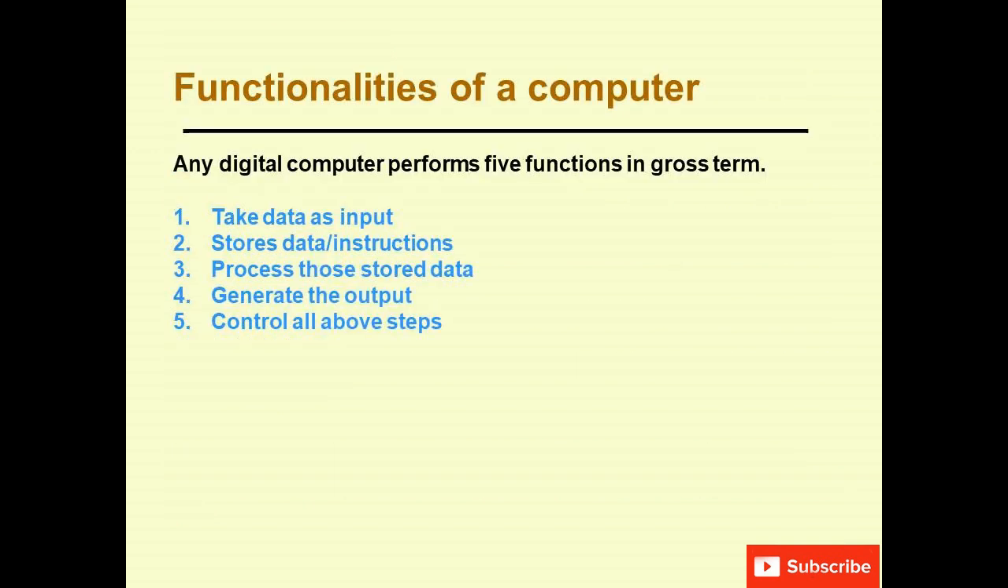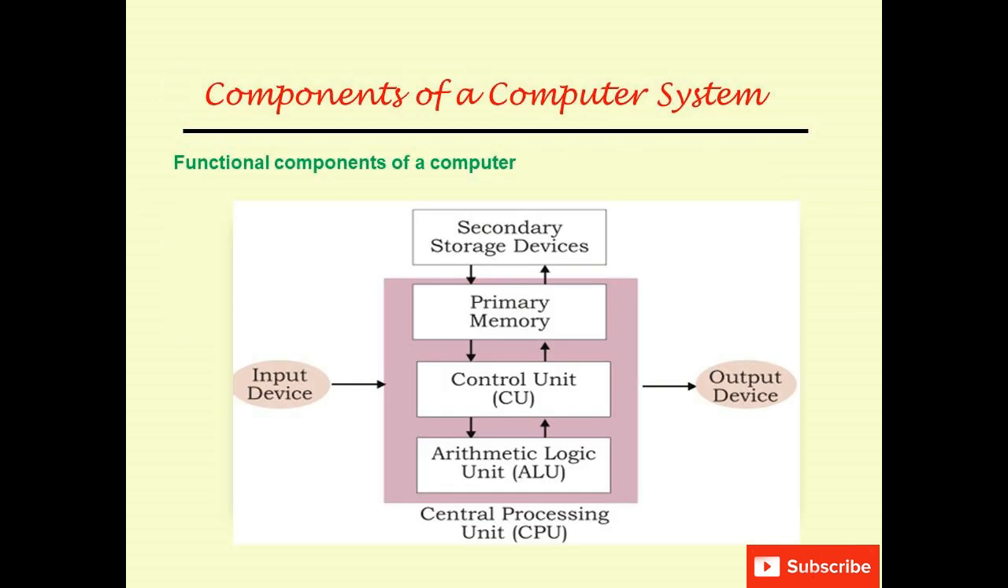Functionalities of a computer. Computer works through the following stages. Input is what we feed into the computer system. The result the computer system gives is called the output. Different parts of a computer system: the computer system consists of the input device or input unit, the processing unit, the output unit or output device, and the memory unit.